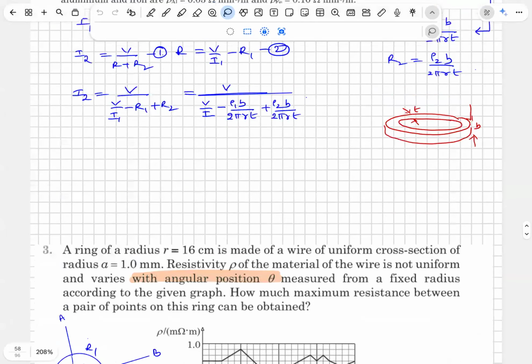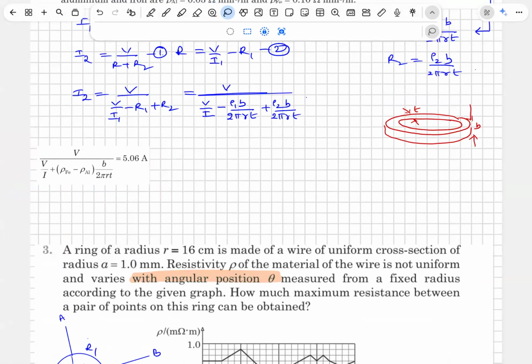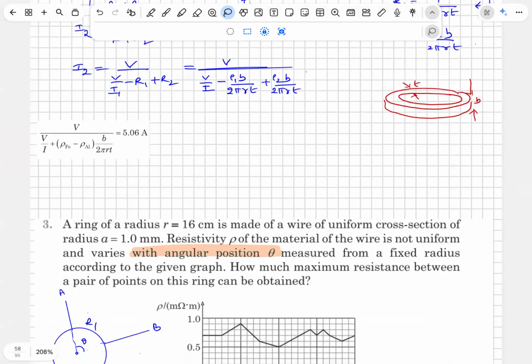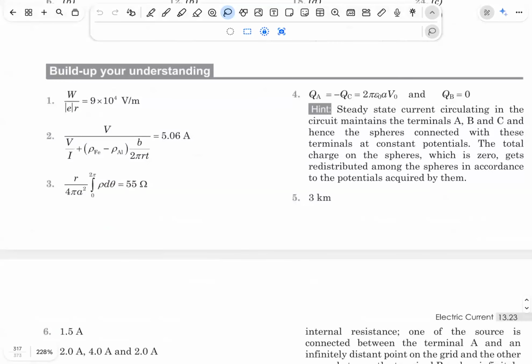The answer for this part is this. You please solve this. The answer for this part.